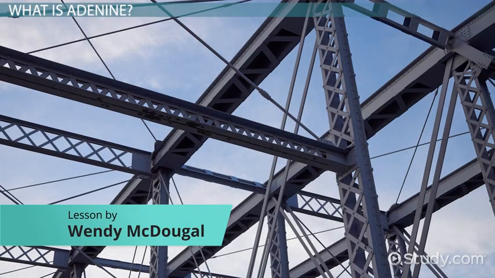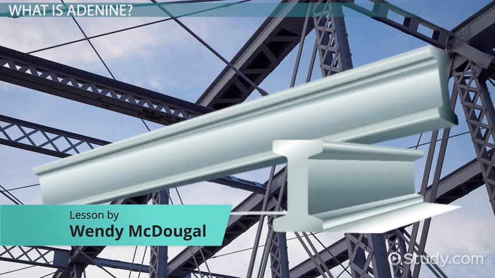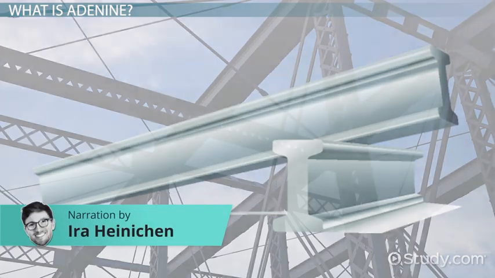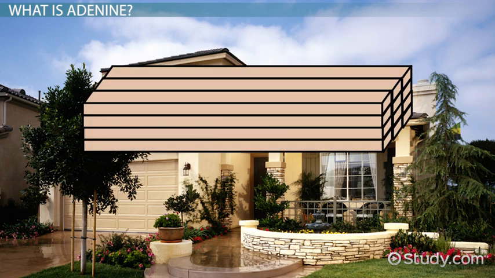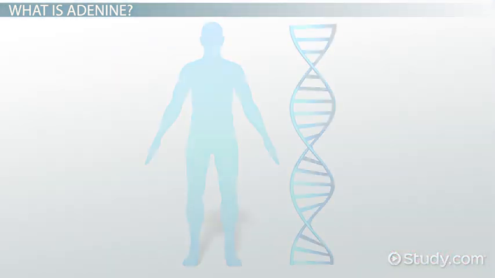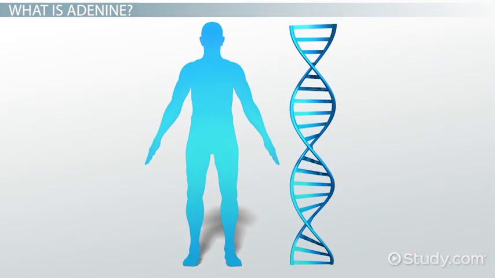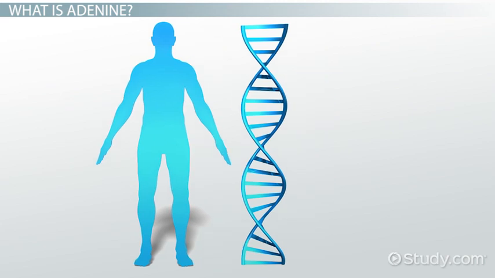Complex structures are often composed of smaller components or building blocks. For example, a house is built with a combination of smaller parts such as lumber, bricks, doors, and windows. Living organisms are built the same way. Their molecules are comprised of many smaller molecules and atoms.